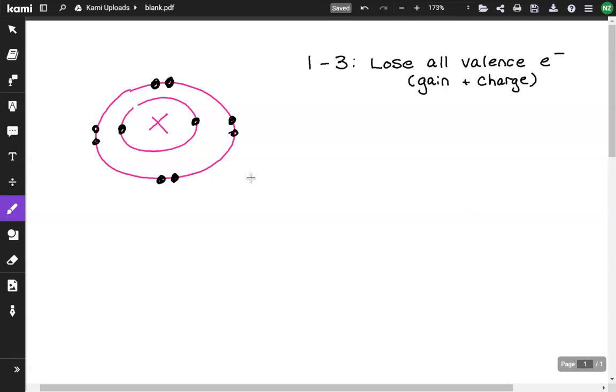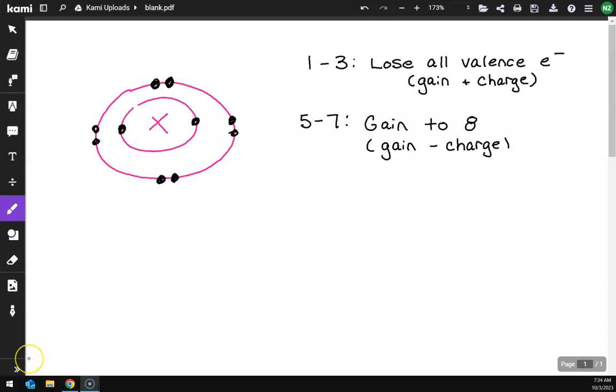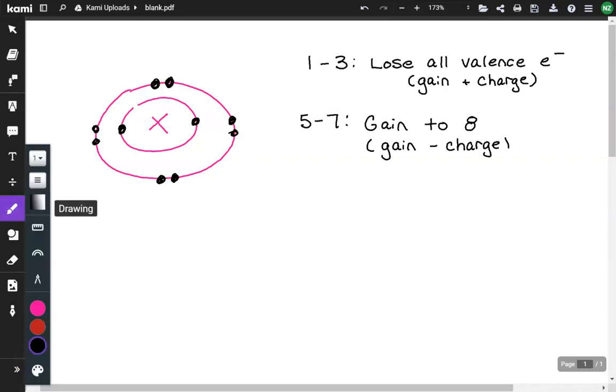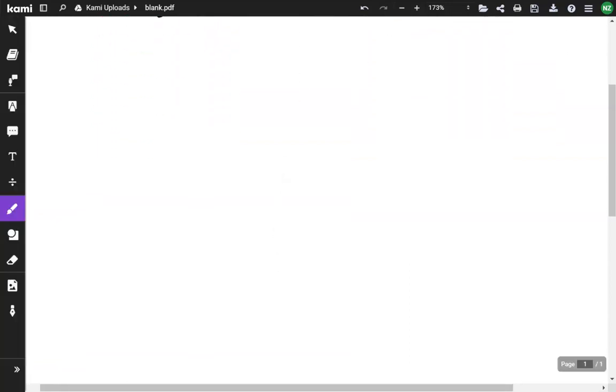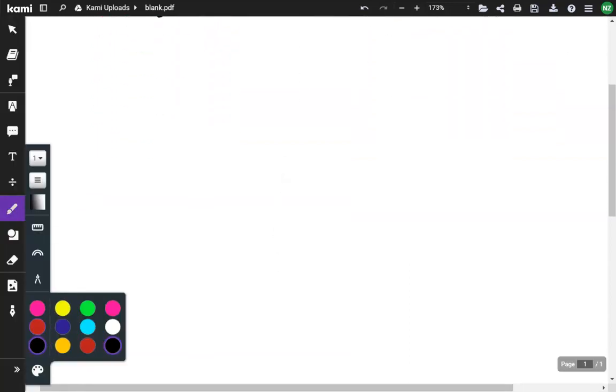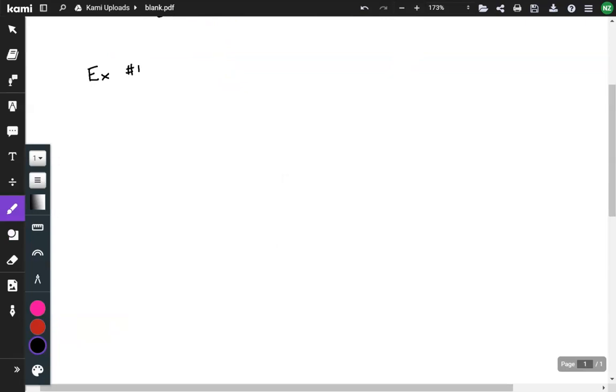If you have between 5 and 7, you are going to gain to get to 8, and you will gain a negative charge. So we're going to do a couple of examples where ionization happens and you need to figure out the charge. So let's pick an element on the periodic table.